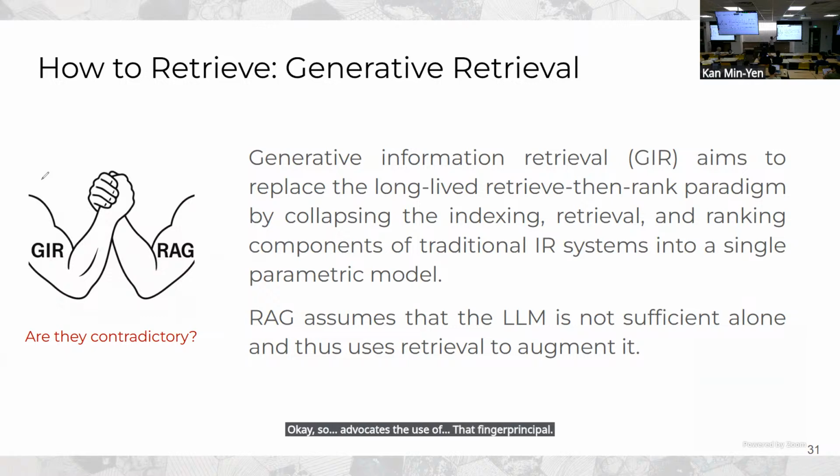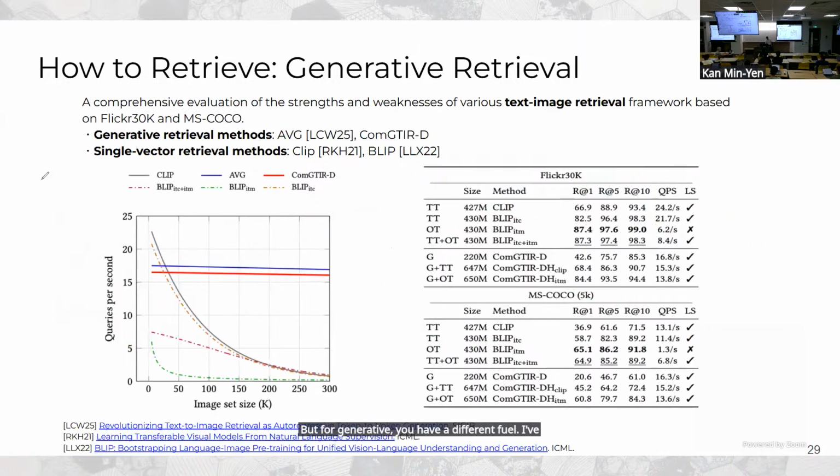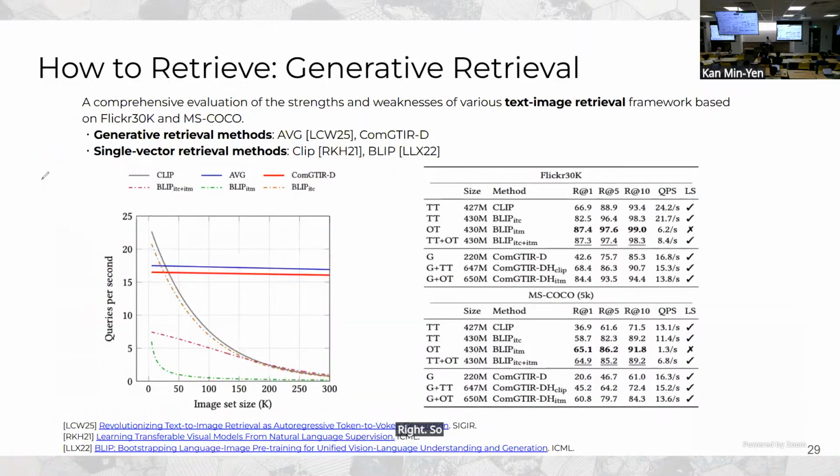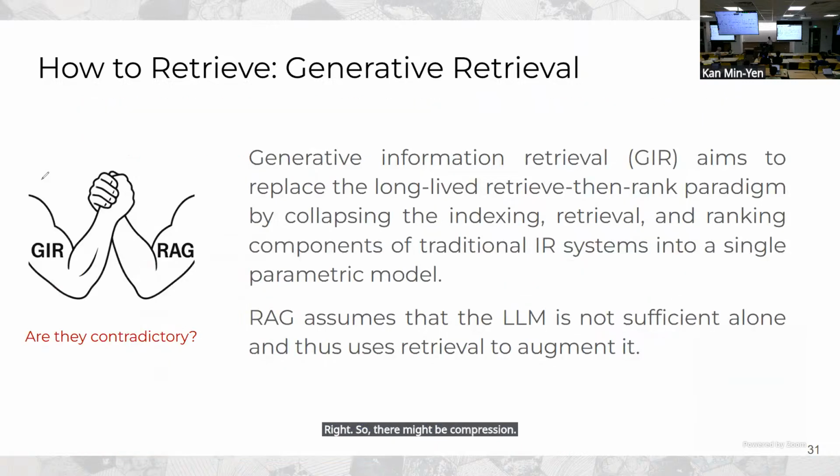But for generative information retrieval, as the figure shows, we aim to use a single model to solve all the steps, indexing, ranking. So there might be a question whether these two ideas are contradictory or not. So that's a question to think about. An explanation, because of time, will continue.